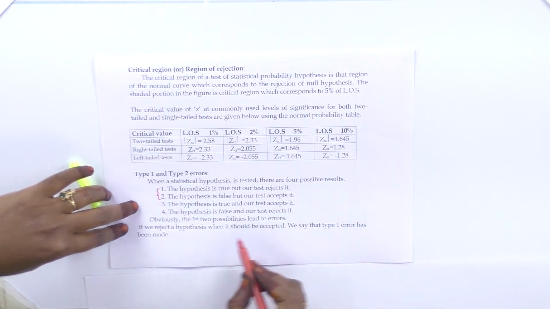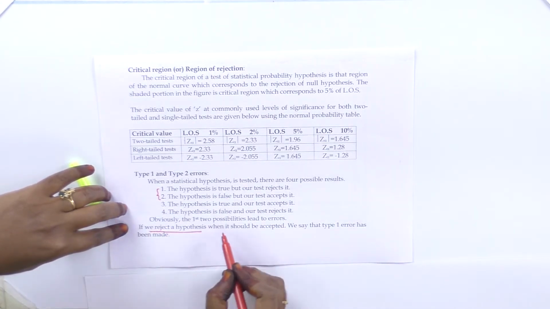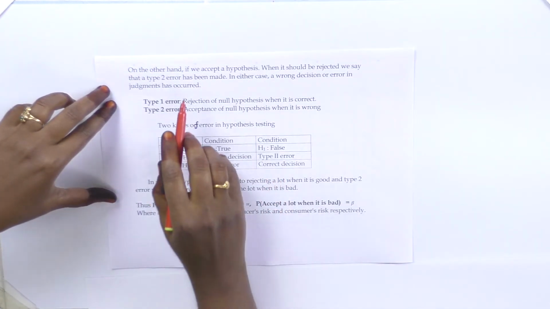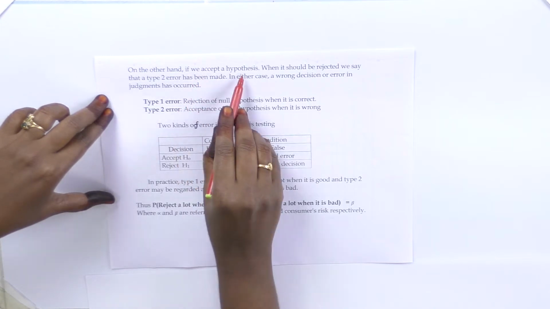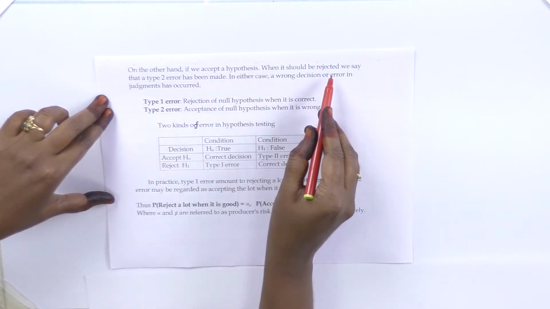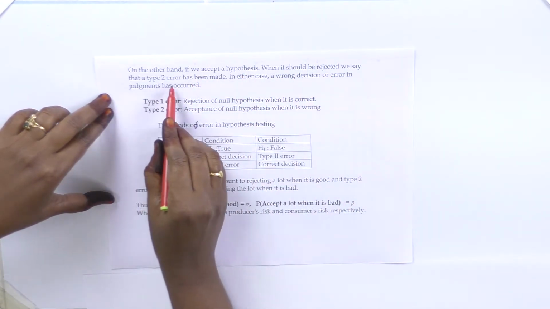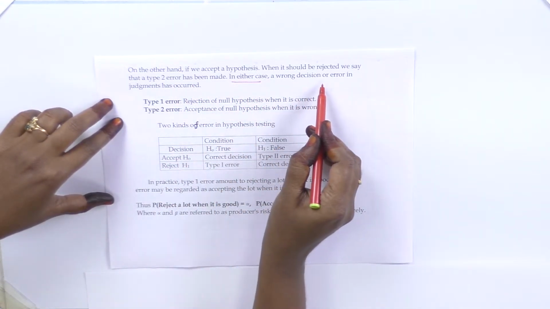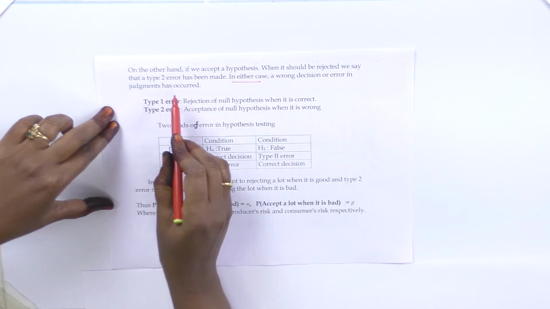That is called type 1 error. We reject a hypothesis when it should be accepted. We say that the type 1 error has been made. On the other hand, we accept a hypothesis when it should be rejected. We say that a type 2 error has been made. In either case, a wrong decision or error in judgment has occurred.